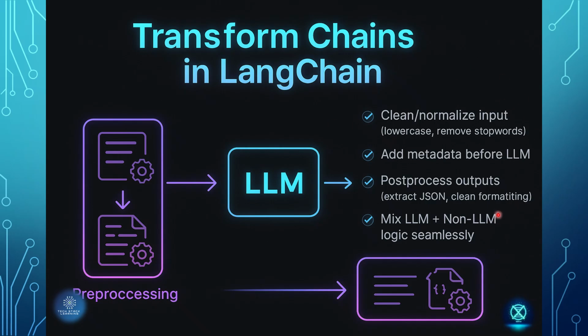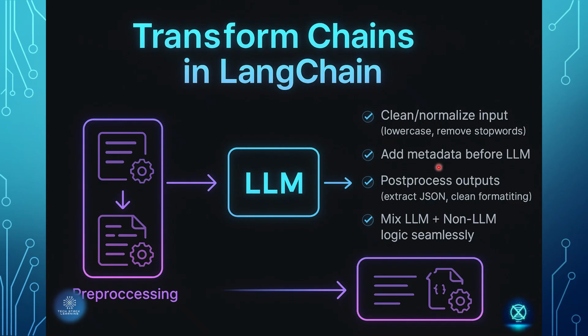So why use transform chains? It helps to clean and normalize input. There will be scenarios where we have to remove stop words, or convert text into lowercase, right? For that, transform helps. Then, if you want to add extra metadata before sending it to the LLM, like if you have any images, or if you have to add any keywords, then you can use this transform. Then post-process outputs, like if you want to extract, format or clean the formatting.